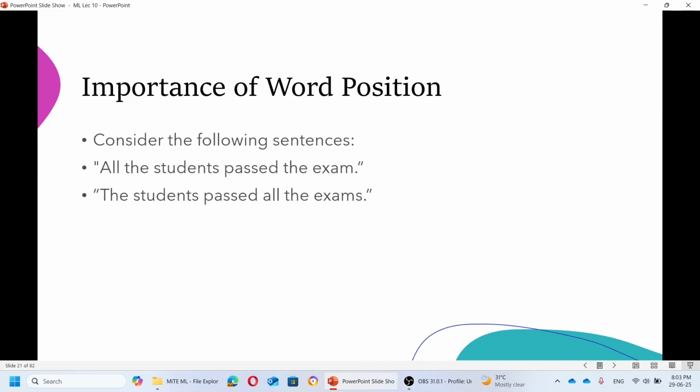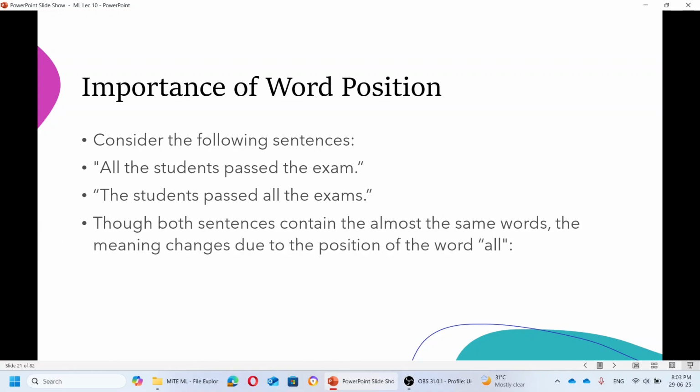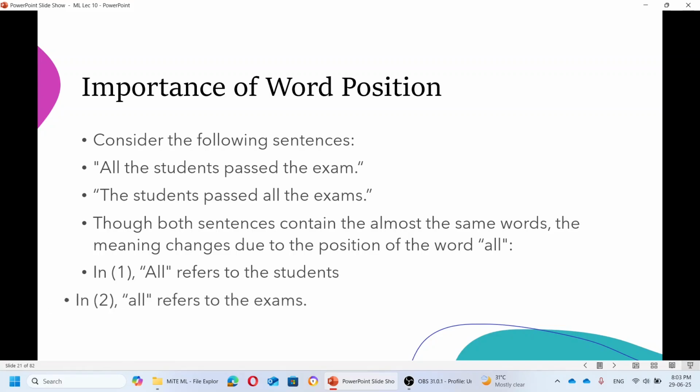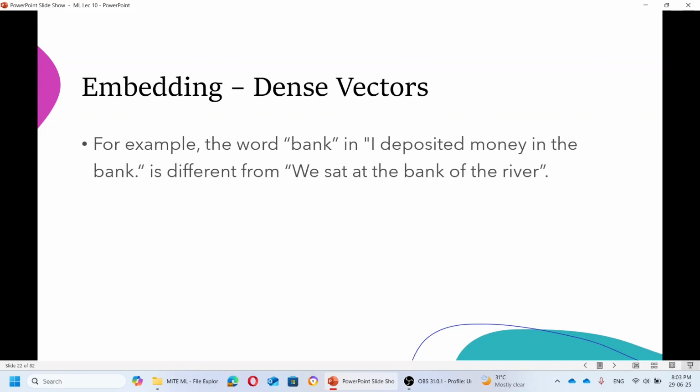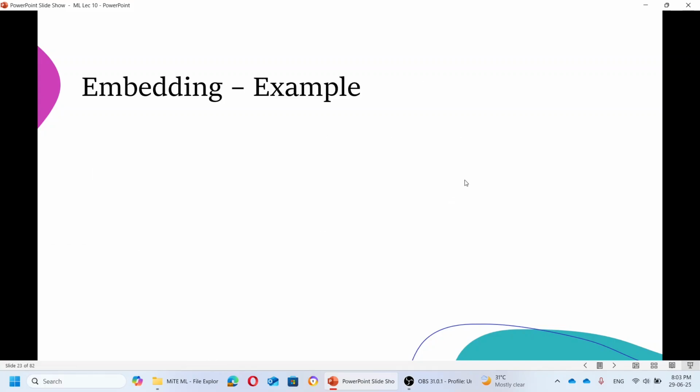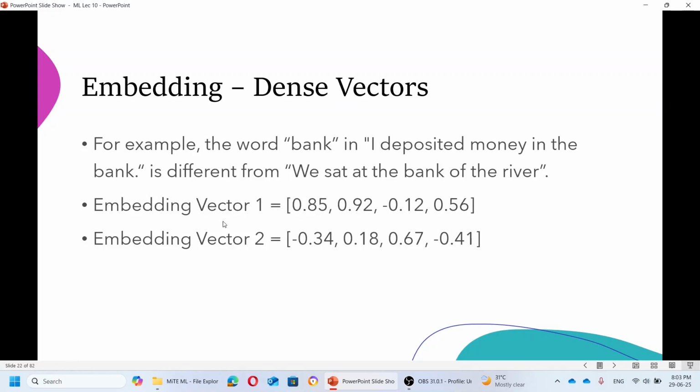Consider the following sentences. All the students passed the exams, and the students passed all the exams. Though both sentences contain almost the same words, the meaning changes due to the position of the word all. In sentence number 1, all refers to the students, and in sentence number 2, all refers to the exams. So for example, the word bank in I deposit money in the bank is different from we sat at the bank of the river. So embeddings for these both sentences will be different.